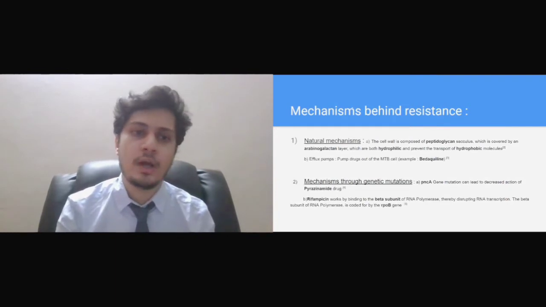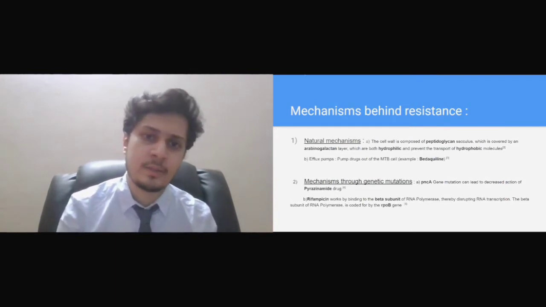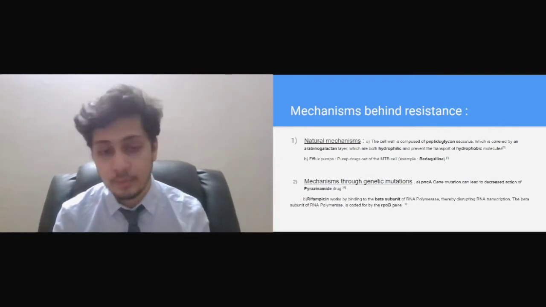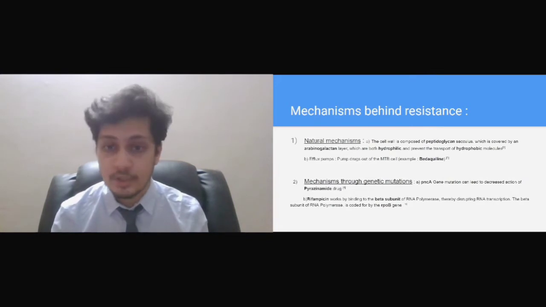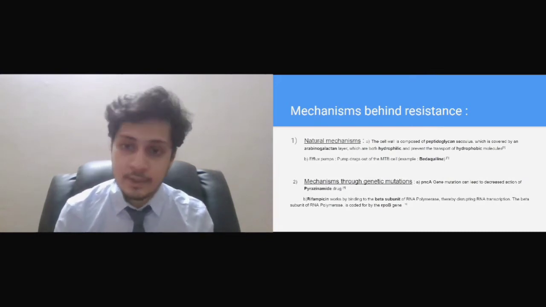Now, let us look at the mechanisms behind resistance. Now, the mechanisms behind resistance can be grouped into two. First is natural mechanisms as well as mechanisms through genetic mutations. Now, in natural mechanisms, the first thing that comes to mind is the cell wall.